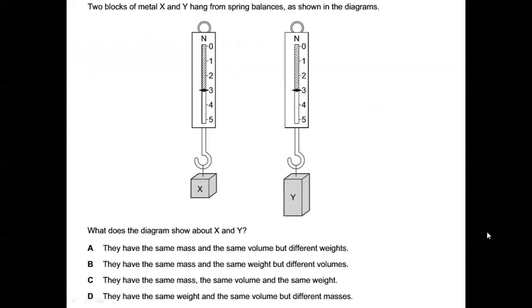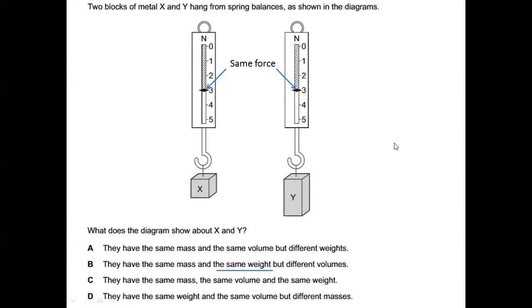Next, we have these two blocks of metal X and Y hanging on these Newton scales or Newton meters. Now, the question is, what does the diagram show about X and Y? Notice that if you look at the diagram, we can see that X and Y are of different volumes, but the same force registers on the Newton meter. This force is actually pertaining to their weight.